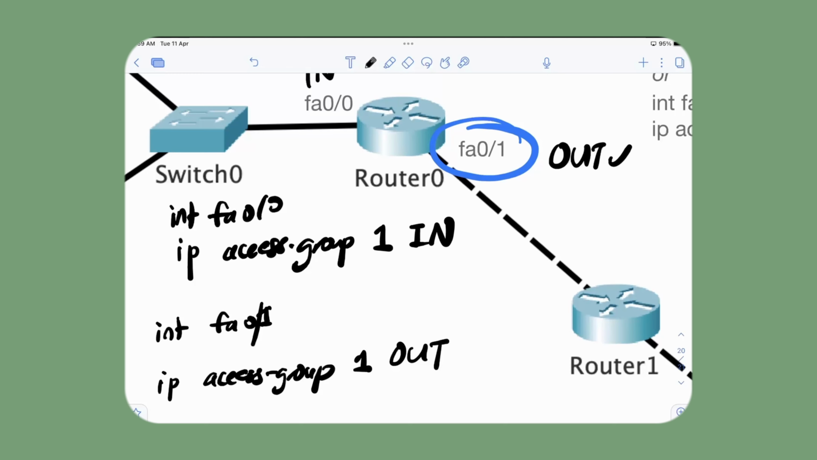Understand or not? It's very important now, because if you put the wrong direction, it will never work. Doesn't matter how good the rules are, it will never work. Right or not? Okay? You guys okay?